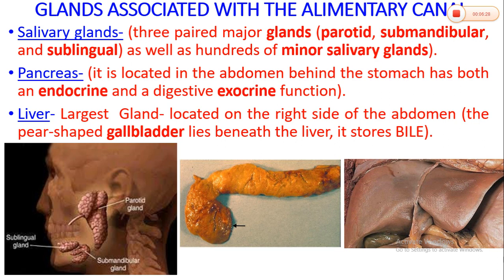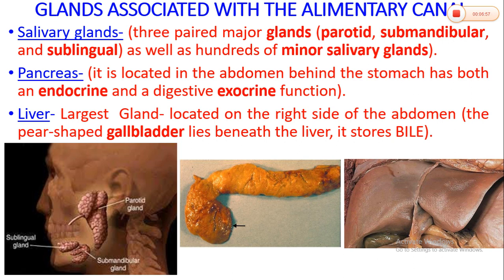Well, that would make it an exocrine gland. But if the juices or the secretions are being released directly into the bloodstream, that would be an endocrine gland. So, pancreas are special. They have a dual nature.